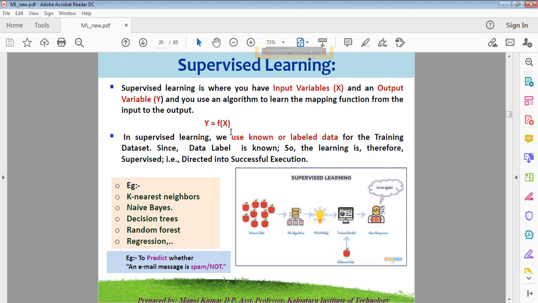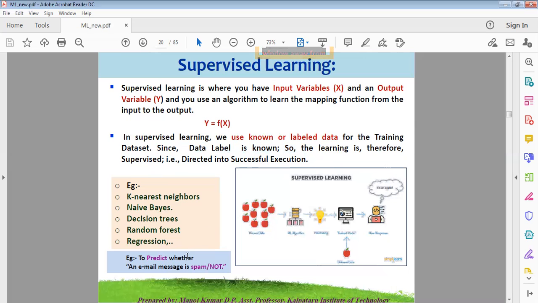That means input is there, output is there. Supervised means I am giving this data, so you should get this output. So how do you do that? I'm going to supervise. In supervised we use known or labeled data. Since the data label is known, learning is therefore supervised. So directed into successful execution.